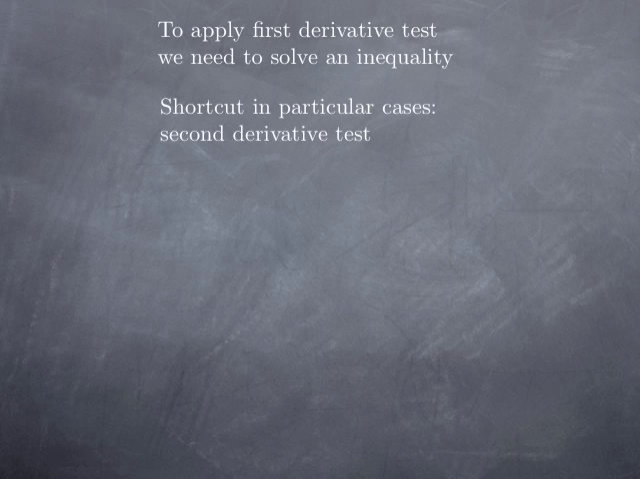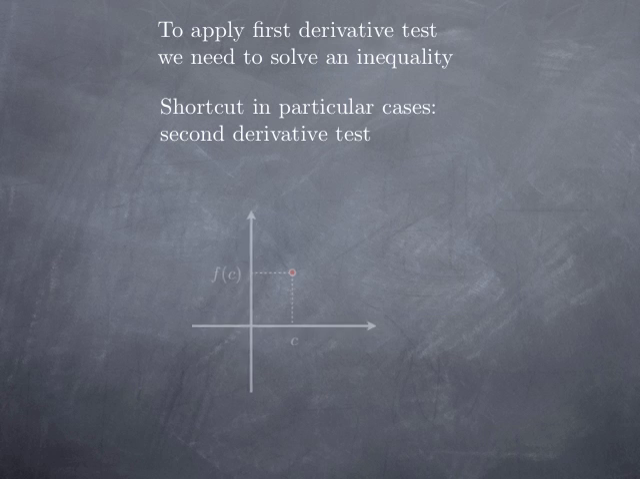And that can be a little bit more intricate than just plugging a value in a function. So a shortcut in some cases is a second derivative test that uses a concavity argument. So let's try to see what that says.